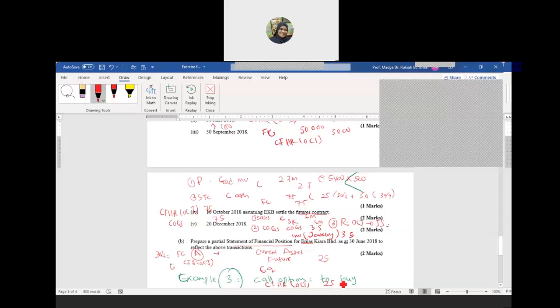Up to this time, up to 30 June, there is no effect on the income statement, because the effect on the income statement is when you sold your inventory. Once the inventory is sold, you're going to have an impact on your income statement. If you have not yet sold your inventory, your cash flow hedge reserve remains in your other comprehensive income. Okay, so any question with this exercise?